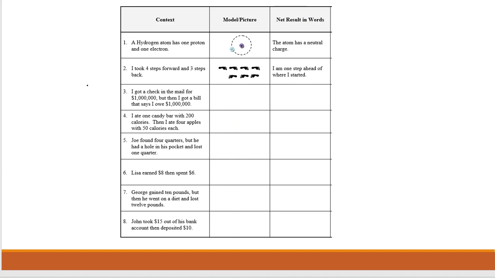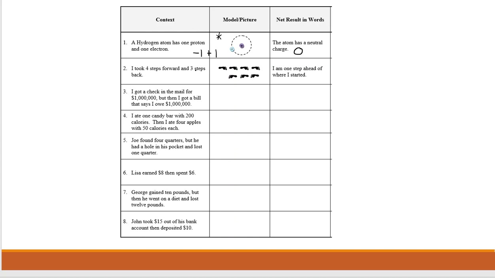Okay, so a hydrogen atom has 1 proton and 1 electron. So then you can see there is a model or a picture drawn here. And so that would mean the atom has a neutral charge. So if you have a -1 and a +1 together, that would be neutral. So essentially that would be like having a 0 charge. Okay, let's look at the next one.